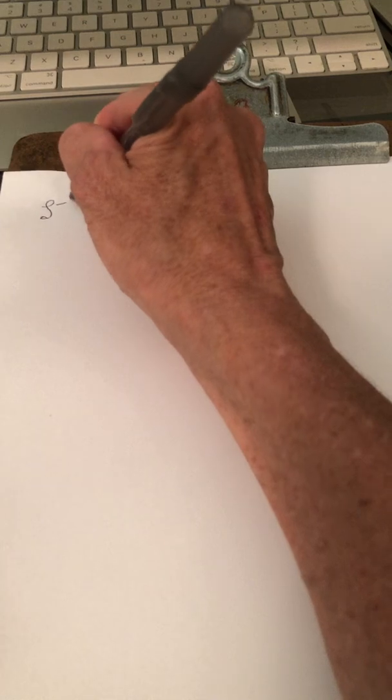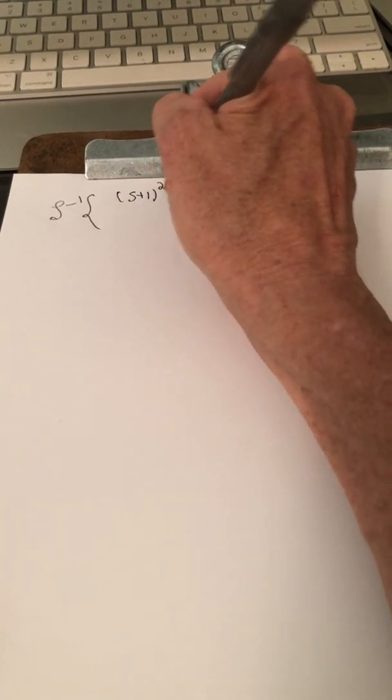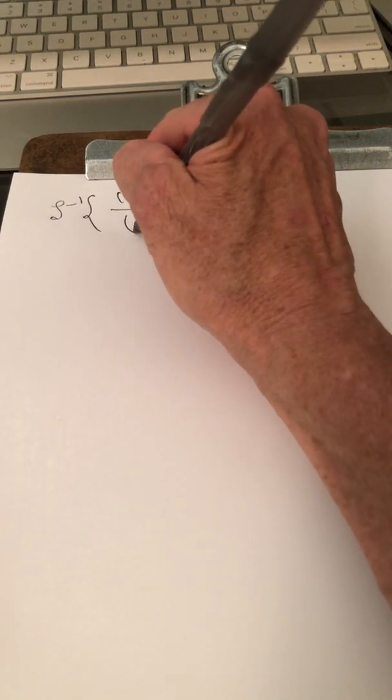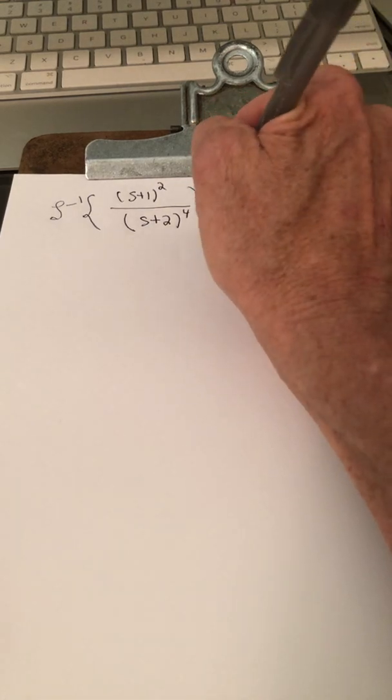Hello students, we want to find the inverse Laplace transform of (s plus 1) squared over (s plus 2) to the fourth. Now, in order to make this calculation, we have to use our table of Laplace transforms and also some operational properties, and we also have to do some algebra.